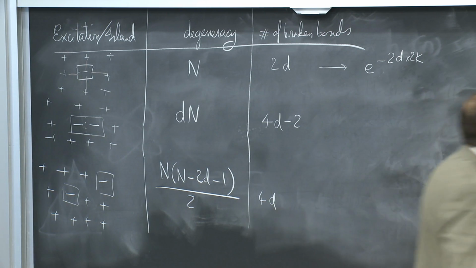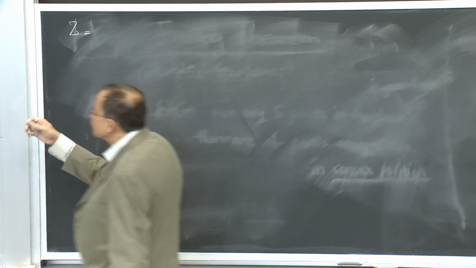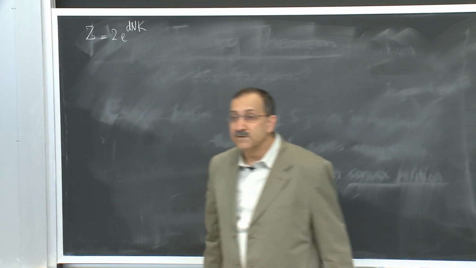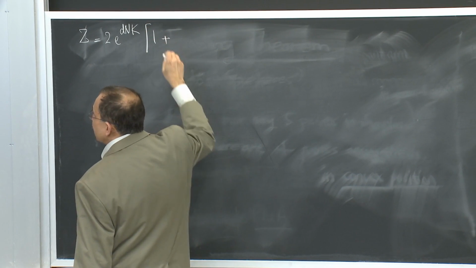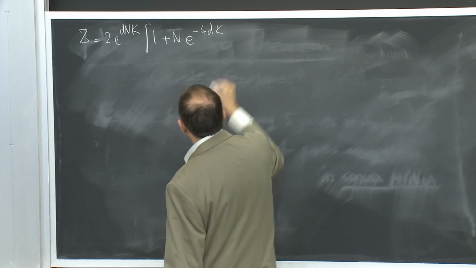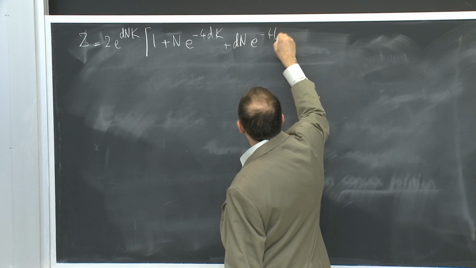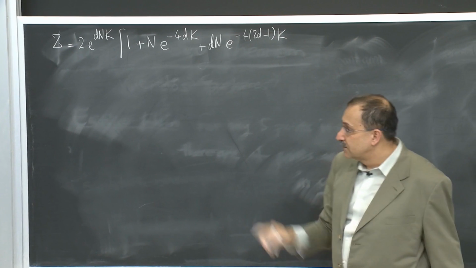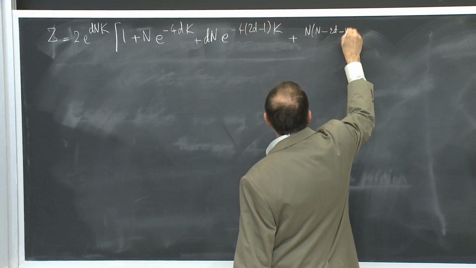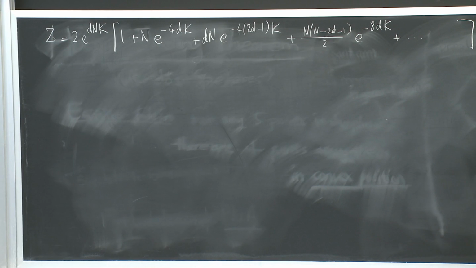So if I want to start writing the partition function expanded beyond what I have at 0 temperature, what I would have would be 2e to the dNK, the 0 temperature contribution. I would have 1 plus N e to the minus 4dK plus dN e to the minus 4(2d minus 1)K. And then from the other one that I have written, (N minus 2d minus 1) over 2 e to the minus 8dK. And I can keep going and adding higher and higher order terms in the series.